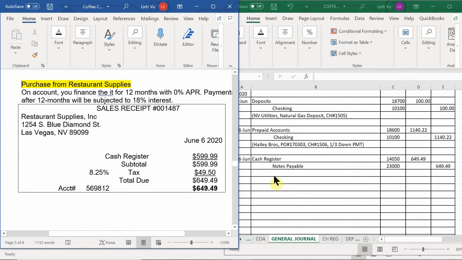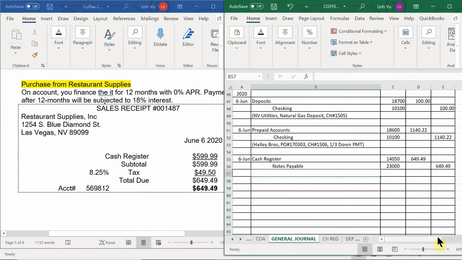$649.49. Okay, good. Now in this case, since I didn't write a check, I need to make sure I write information in regards to this transaction. So who did I actually buy from? From Restaurant Supplies Inc. Okay. And since I put it on an account, what's my account number?